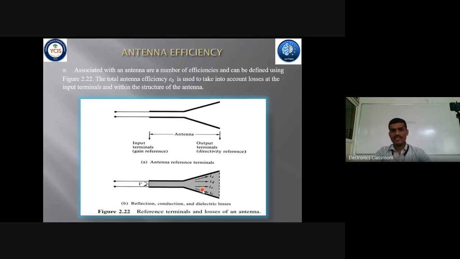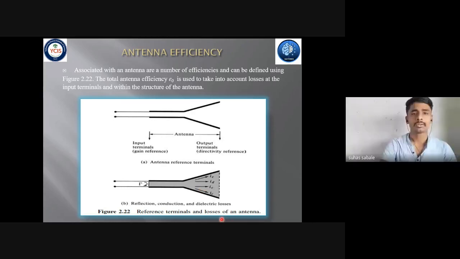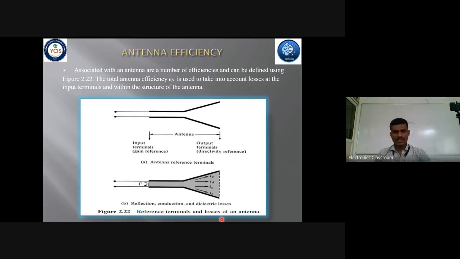Now, what is the dielectric? You know what the dielectric constant is. Dielectric means, Swaz, what is dielectric? Yes. What is the dielectric? Electrical insulator. Insulator. Okay.